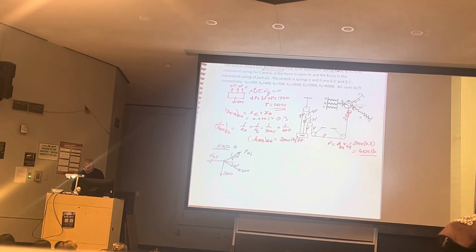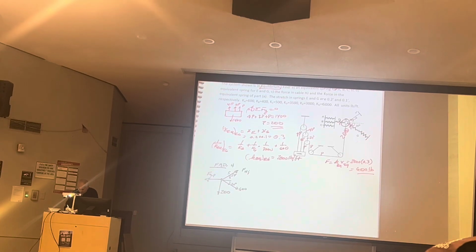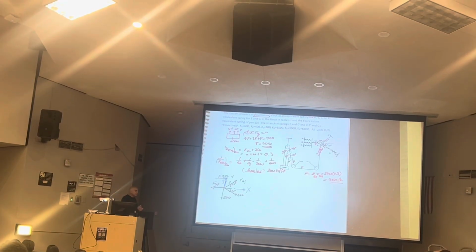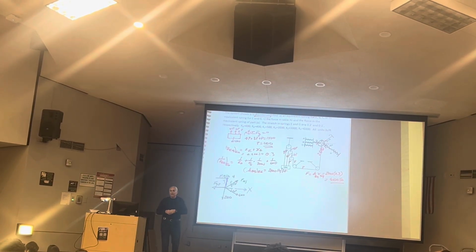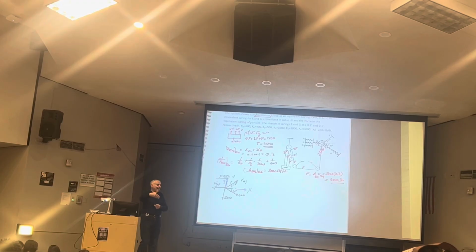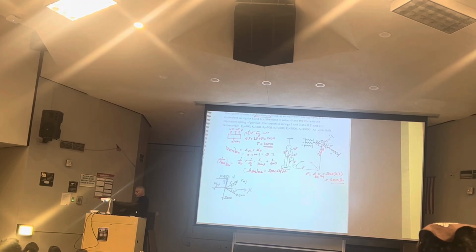That's my free body diagram. Here is my Y, here is my X. How many unknowns are in that free body diagram now? Two. How many equations do I have to play with? Two. Therefore, I can solve for HJ and the spring force that's going horizontal to the left.